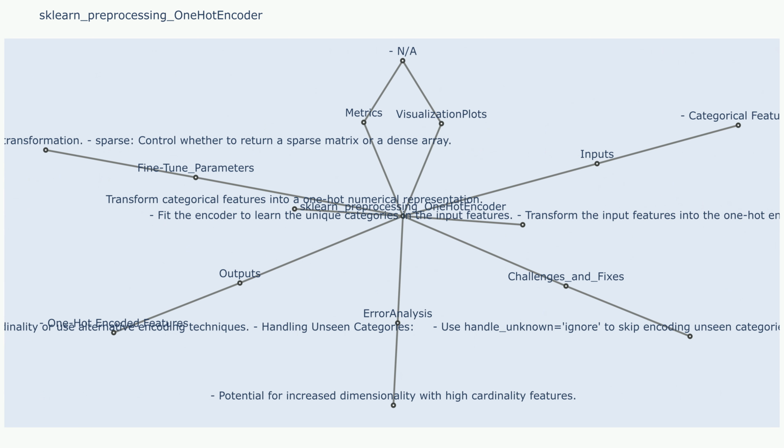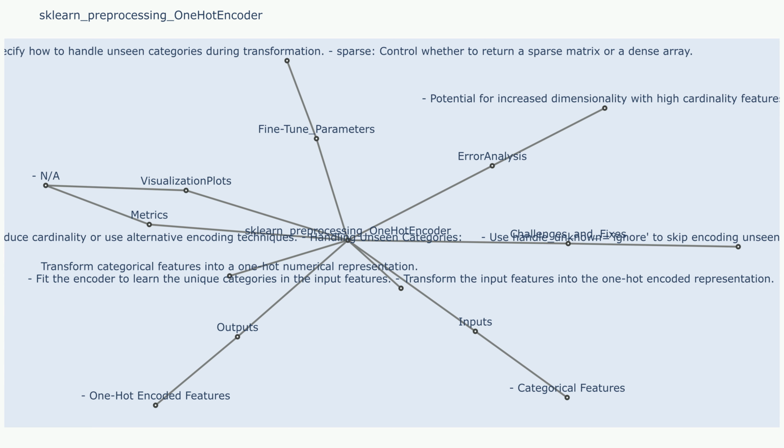Uncertainty method 2. Explain in detail. Ensemble methods, such as bagging or boosting, can be used with the machine learning model to estimate uncertainty in the predictions. Challenges and fixes. Challenge 1.